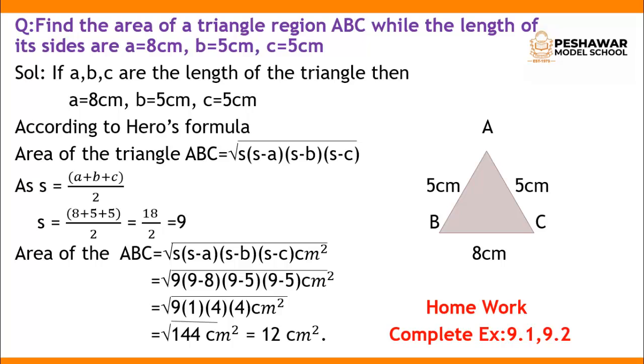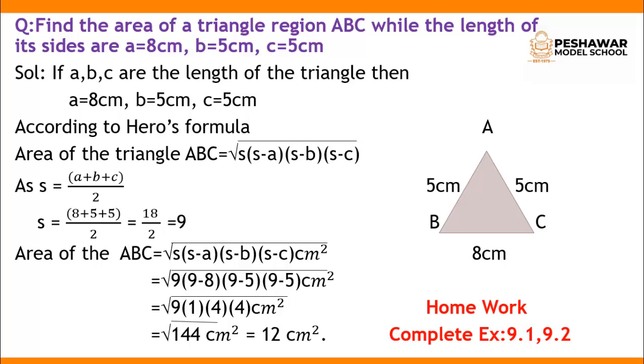Now we take the question: find the area of triangle region ABC whose sides are a equal to 8 centimeter, b equal to 5 centimeter, c equal to 5 centimeter. My dear student, as you see in the triangle, there are three sides a, b and c with these values. According to Hero's formula, area of triangle is equal to the square root of s(s minus a)(s minus b)(s minus c).